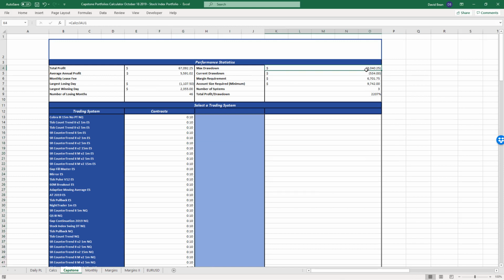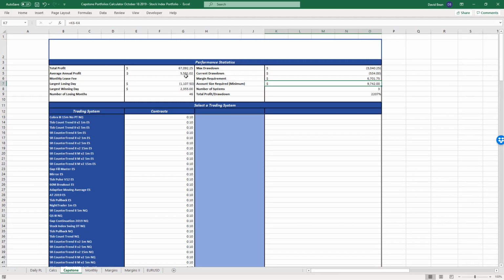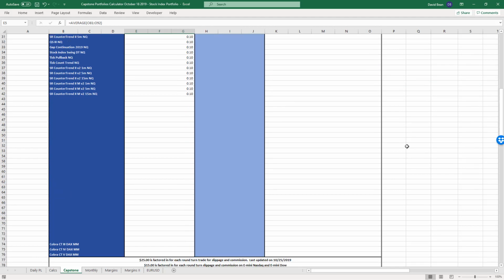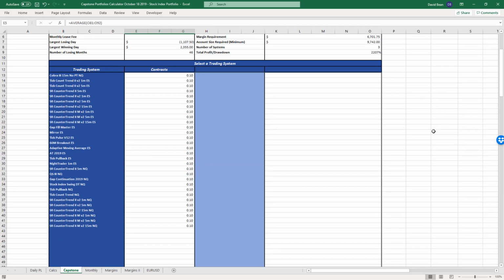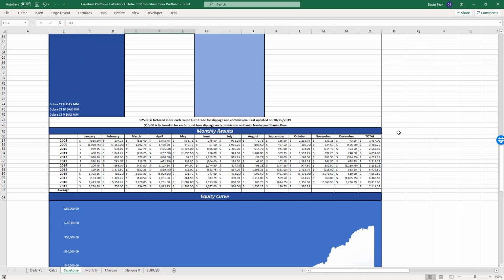And so the max drawdown, 3,000. The account size required, 9,742, and here the average annual profit, 5,591. One of the things about this is you can scale this, and so every 10K that you have added to this, you can add another micro until you get to an emini. So it depends on your starting capital where you are. If you have 10K, this is where you want to start. If you had 50K, you'd change this to 0.5, and I'll show you the results for that in a minute. But if you go down, you can see the average annual profits. And so those are not bad for a 10K account.